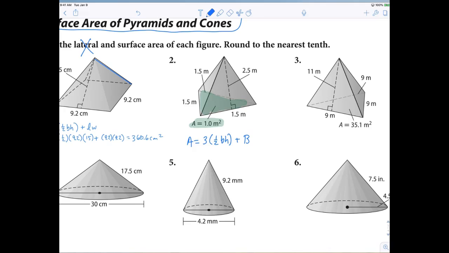Now, capital B stands for the area of the base. What's the area of the base, guys? I wouldn't have done that. I would have just drawn the height. I would have drawn the height of this triangle. Then we could easily find that area, right?